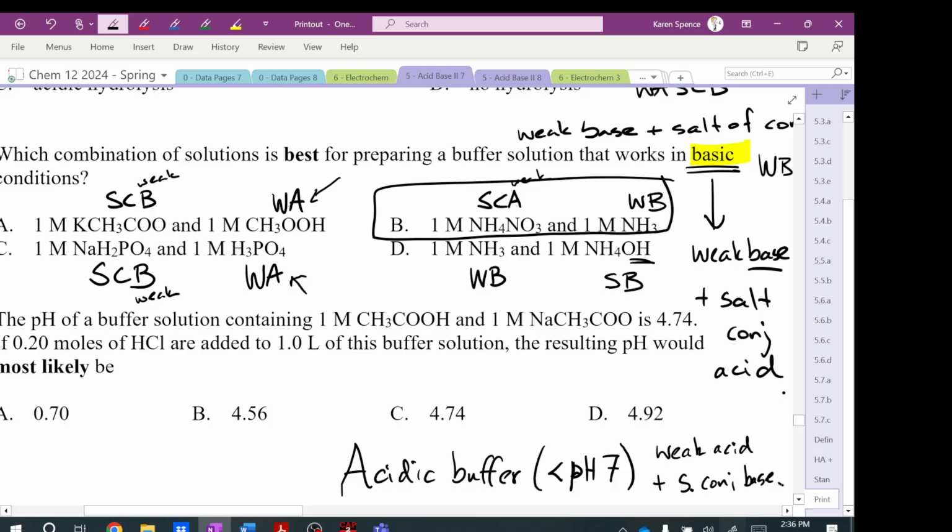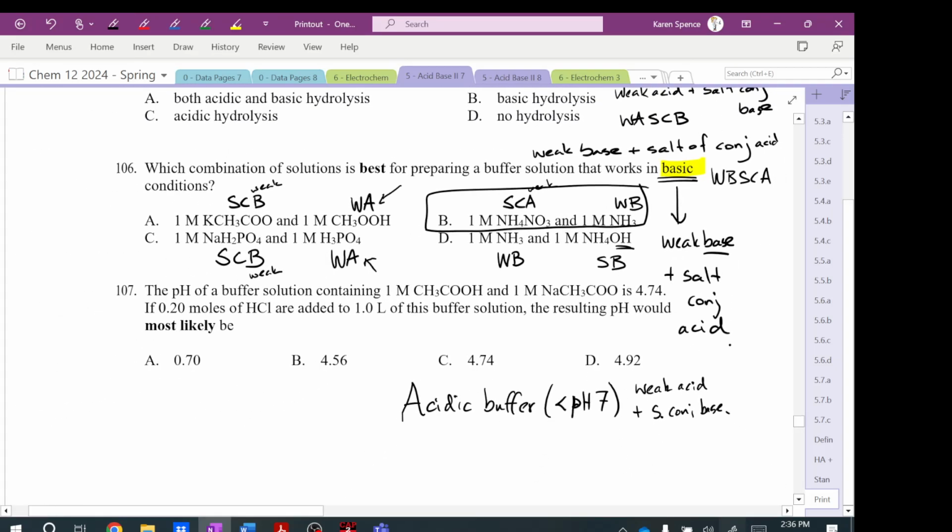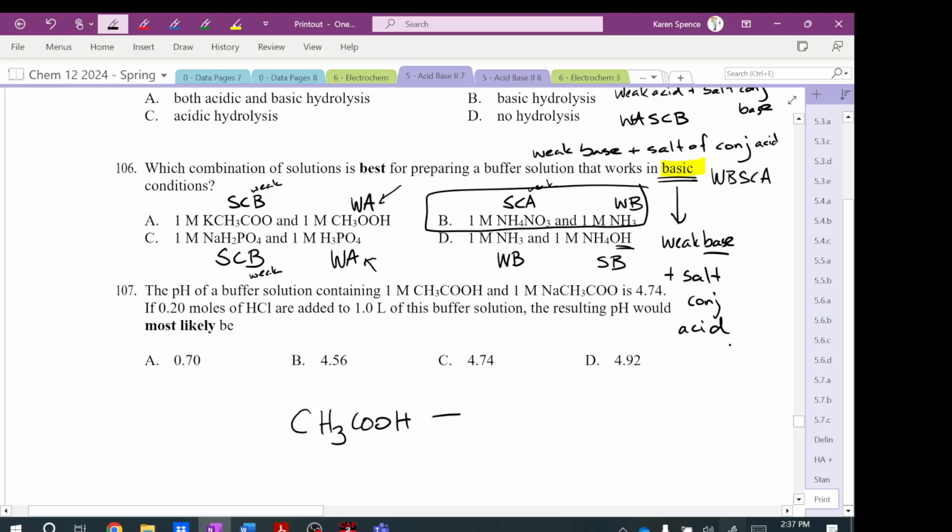All right. So we have a buffer containing CH3COOH and it contains NaCH3COO minus. And it has a pH of 4.74.